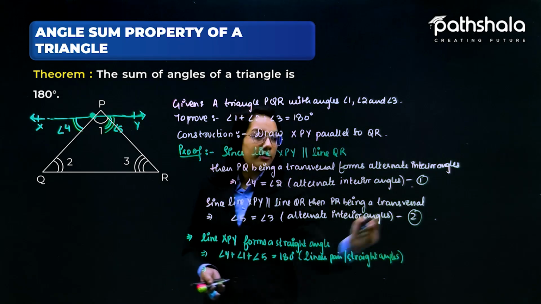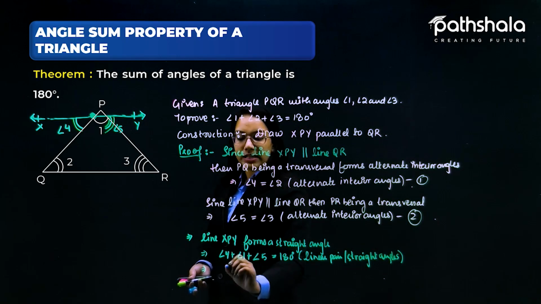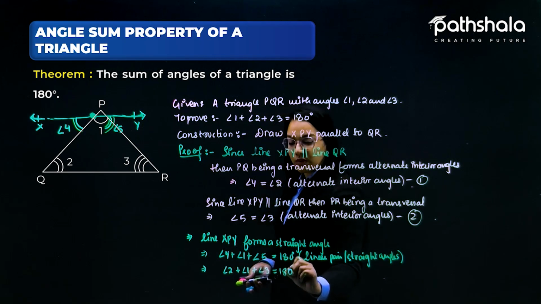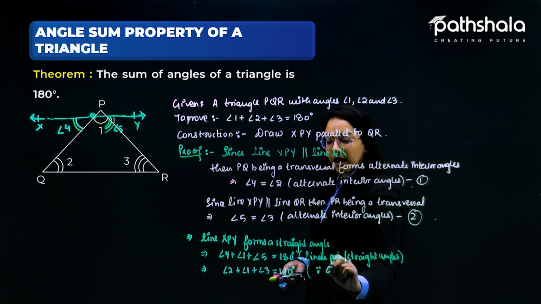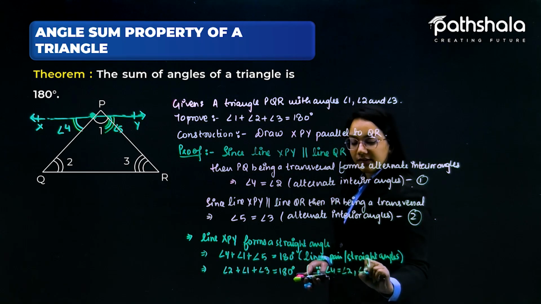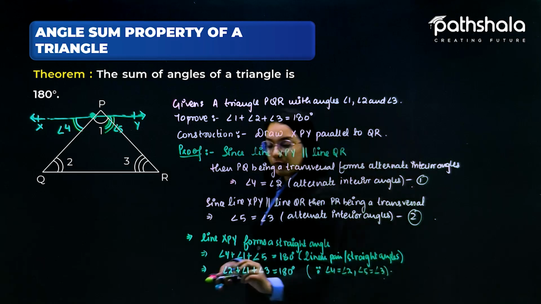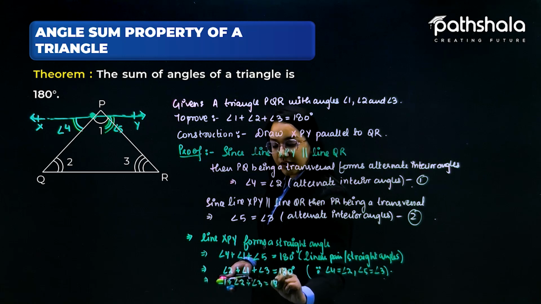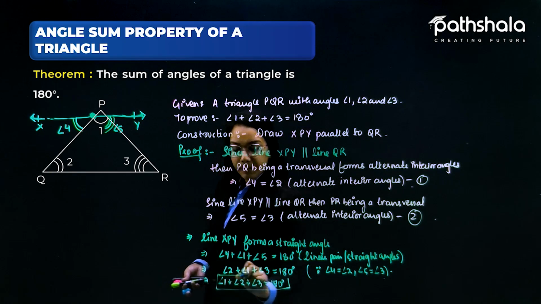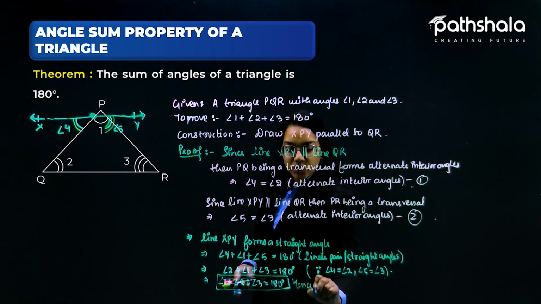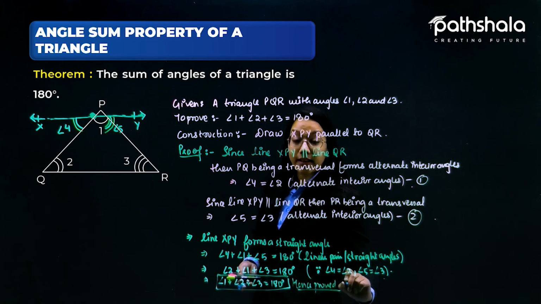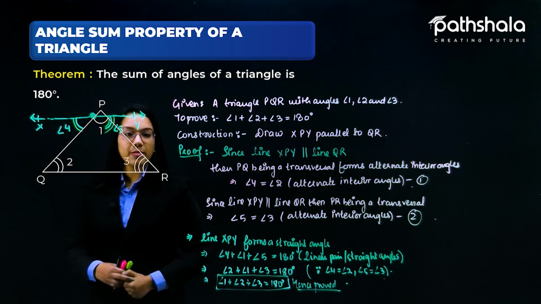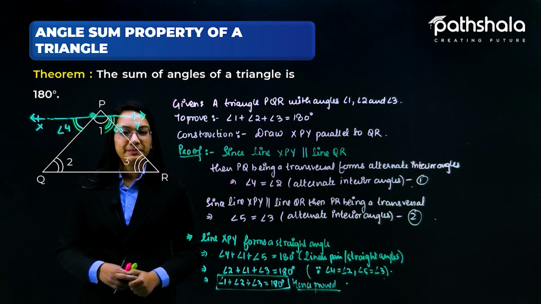Now from equations 2 and 4, we can write angle 2 plus angle 1 plus angle 3 equal to 180 degrees, since we know that angle 4 is equal to angle 2 and angle 5 is equal to angle 3. And this is what we wanted to prove: angle 1 plus angle 2 plus angle 3 is 180 degrees, which is the proof of this theorem. So hence proved that the sum of the angles of a triangle is equal to 180 degrees.